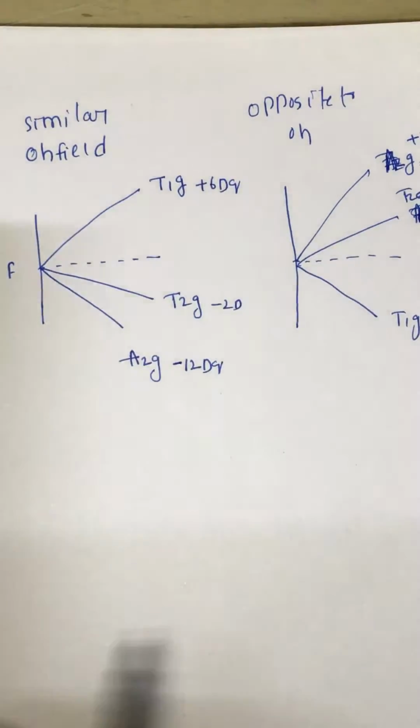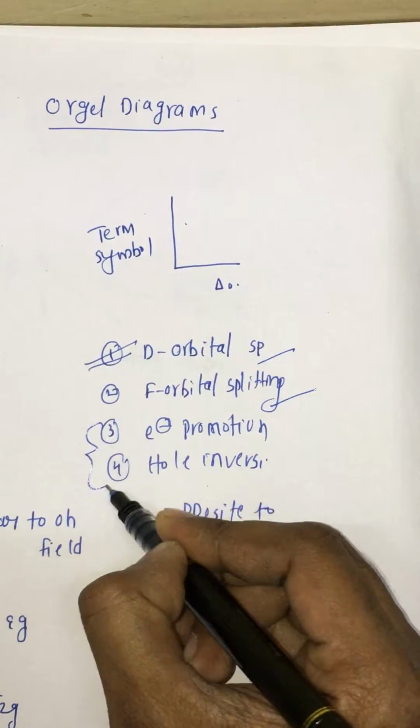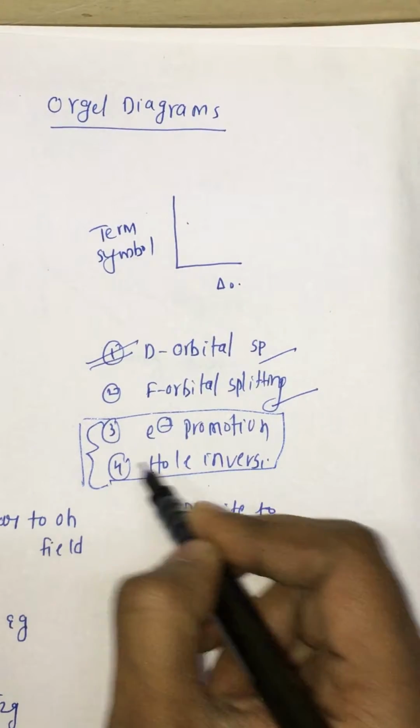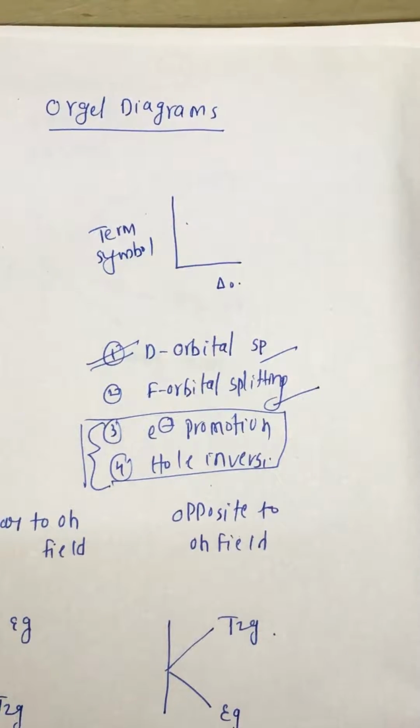So now we have seen d orbital splitting and f orbital splitting. Now we see the electron promotion, hole inversion. These two are very important. If we know these two things, it's very easy to predict which is the ground state in the Orgel diagram and which is the excited state, meaning higher energy state.